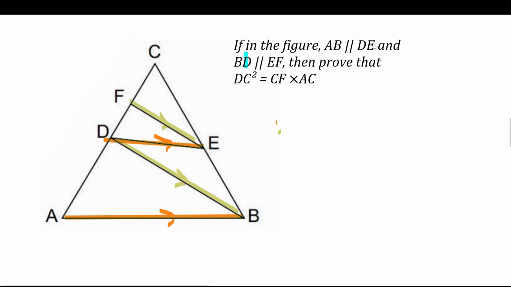Now let's check what we have to prove here. We need to prove DC square, that is DC used twice, is equal to CF, this part from C to F, into AC, which is this whole thing. So we are going to use the concept of similarity and not BPT in proving this. Let's begin: since these two lines are given parallel, by alternate interior angles, I can say angle 1 is equal to angle A and angle 2 is equal to angle B.